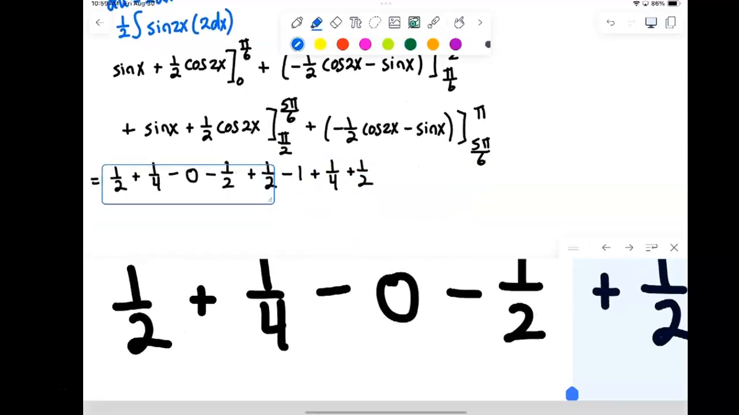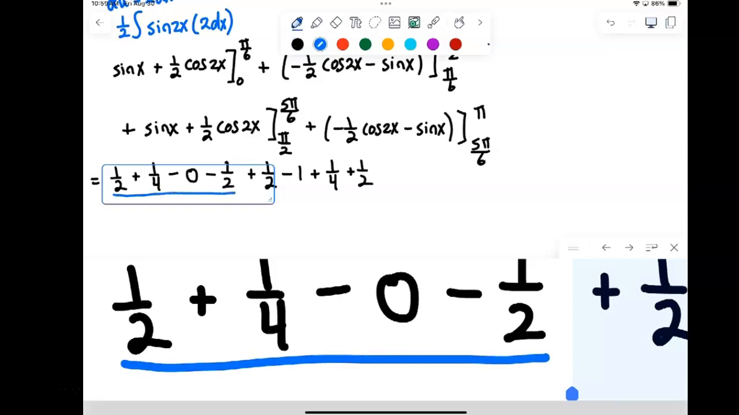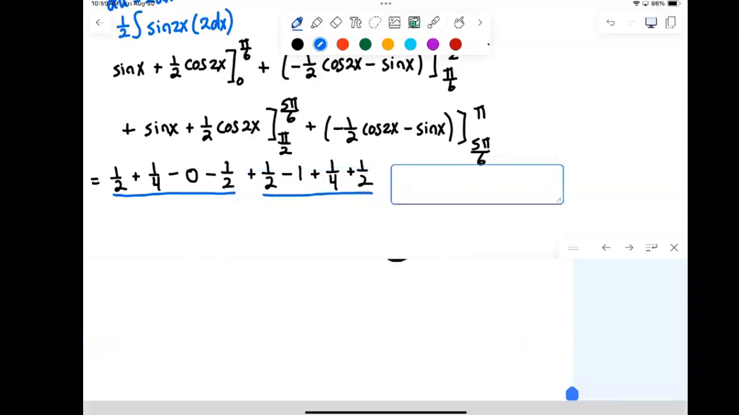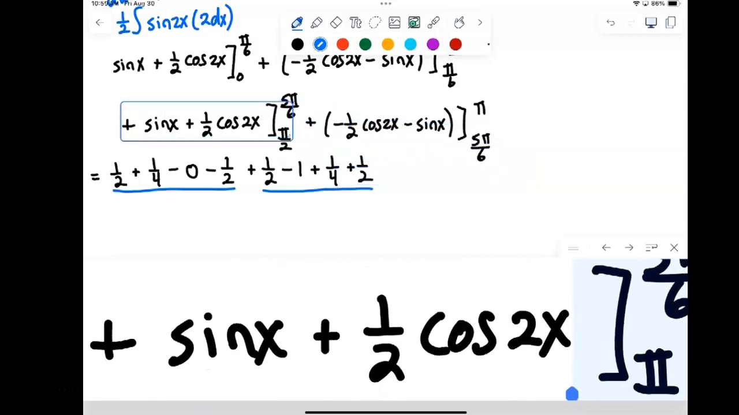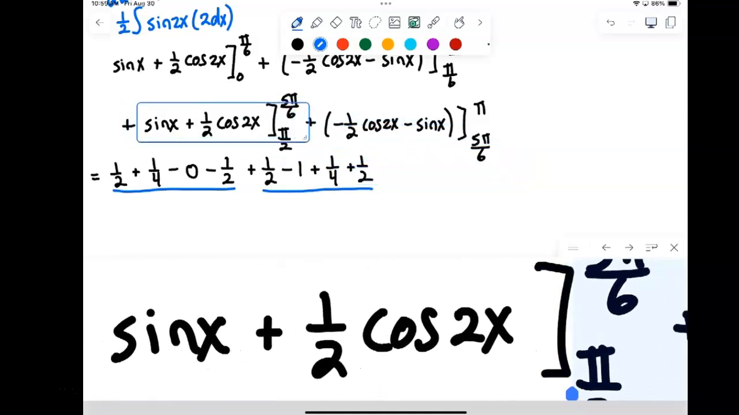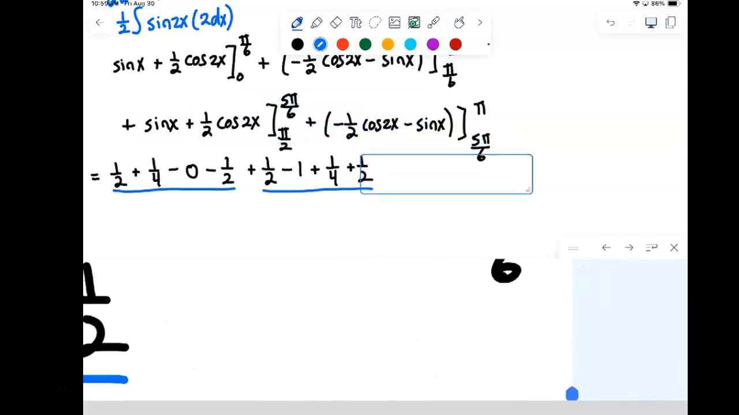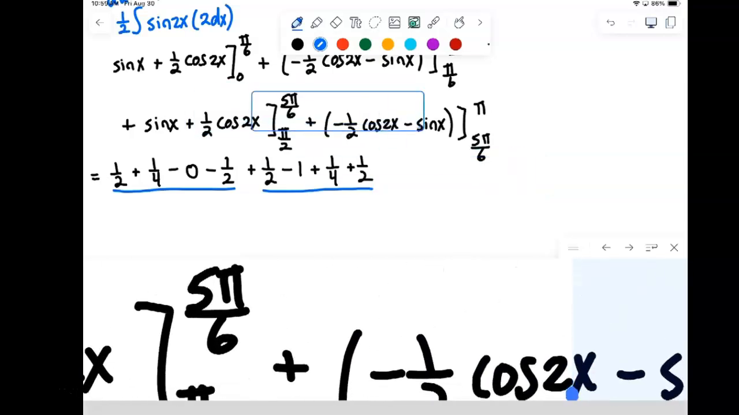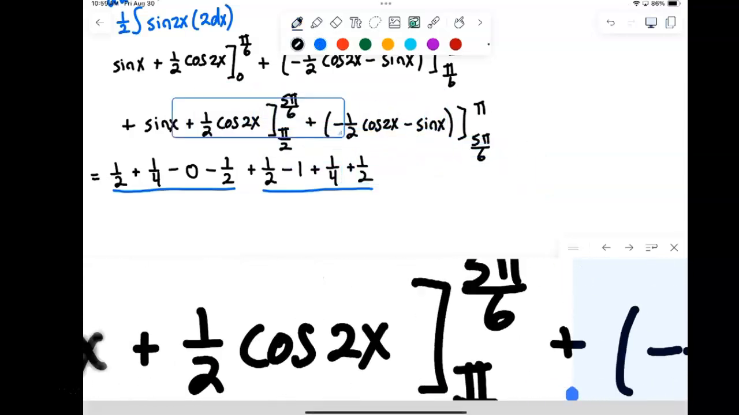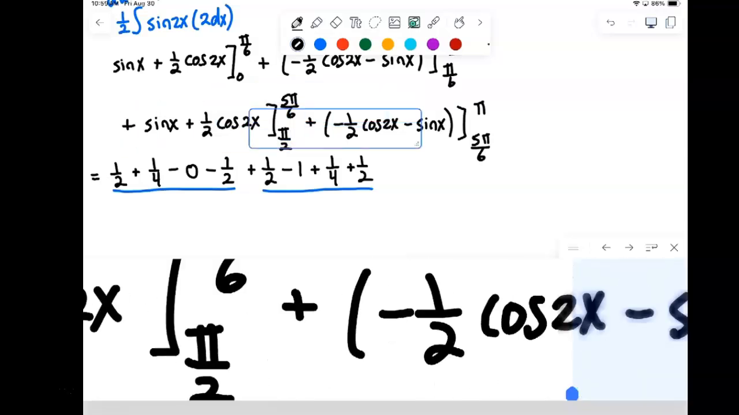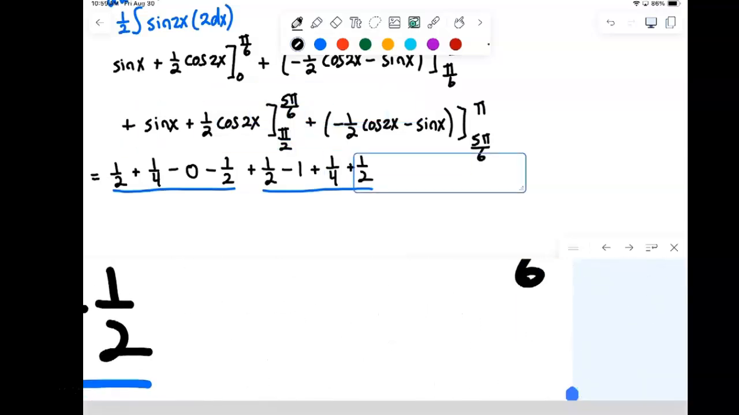Now, before I continue to the other two here, let me just underline these groups. So I want to kind of keep track of them as we work them out. As we go to the third step, sine x plus 1/2 cosine 2x, evaluating that at 5 pi over 6. Well, sine of 5 pi over 6, it's a reference angle of pi over 6. Sine of pi over 6 is 1/2. It's in the second quadrant, so it's going to be plus another 1/2.